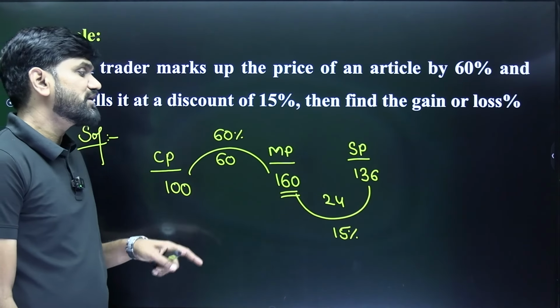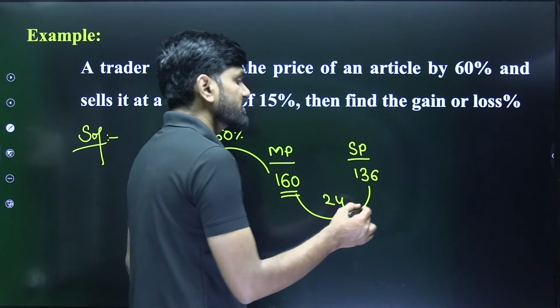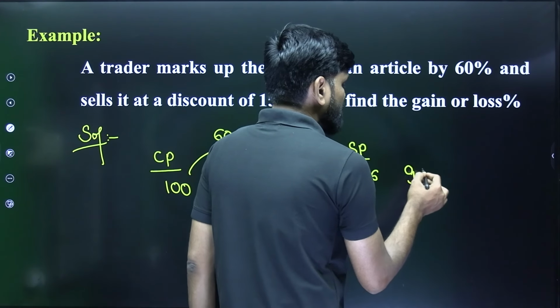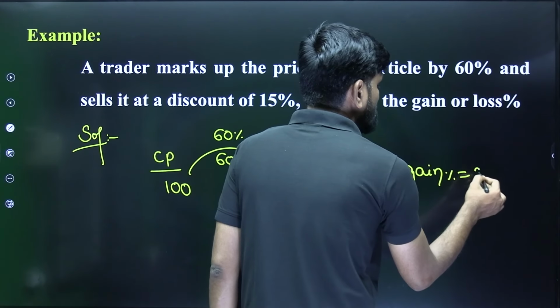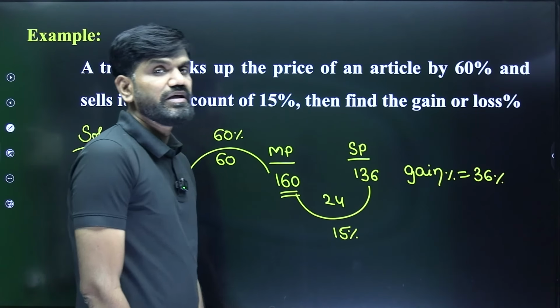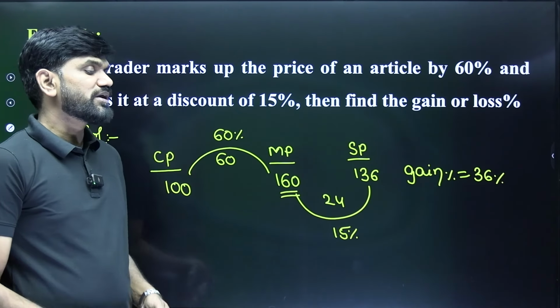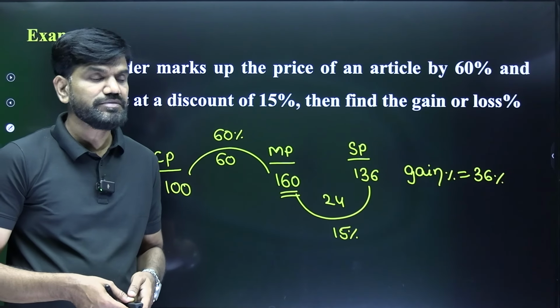The cost price is 100, selling price became 136. Means in the transaction there is a gain. A gain of how much? A 100 rupee article is sold for 136, means there is a gain of 36% in the entire transaction. Hence your answer has to be profit is 36%.